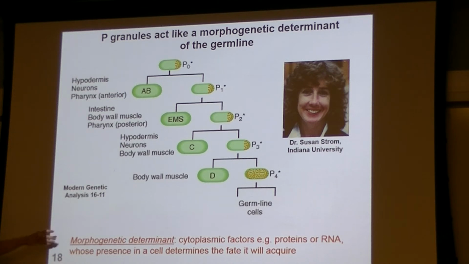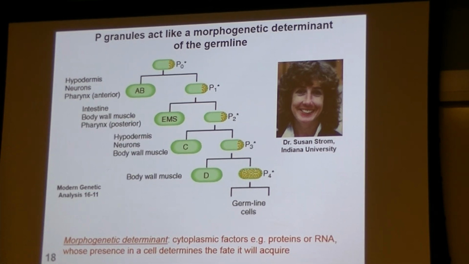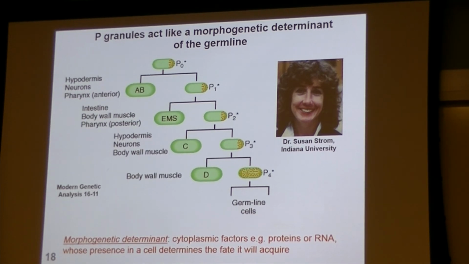So this concept here, this term of a morphogenetic determinant, sometimes called a cytoplasmic determinant, really it means the same thing. And this just refers to some kind of a factor, some kind of a gene product, protein or RNA, and the presence of this factor in the cell actually determines what fate it would acquire. So far we really have a correlation here, where we have the presence of this factor and the development of the germ cell fate. We don't know if the factor causes the germ cell fate, but that's a nice hypothesis to test.